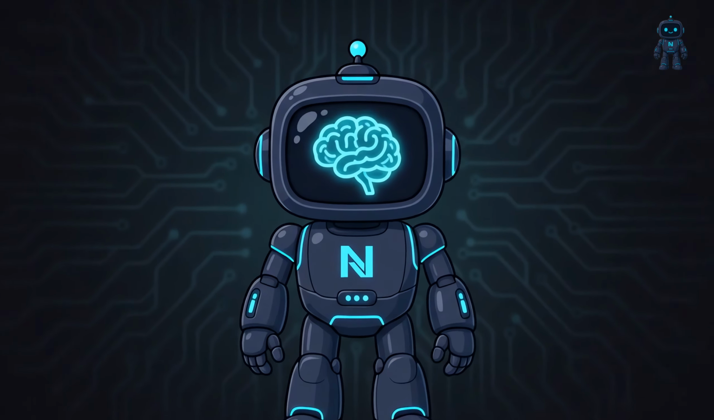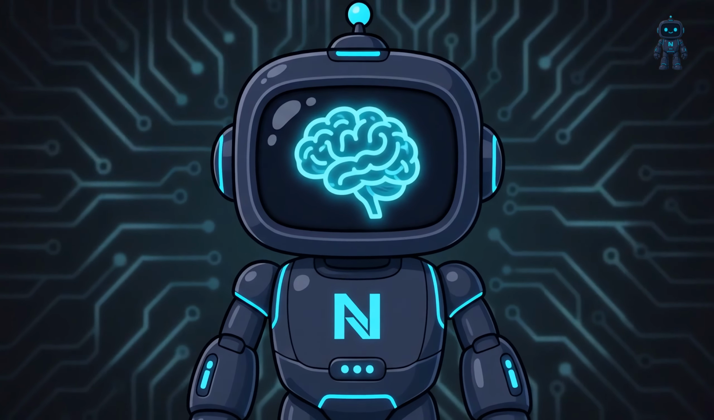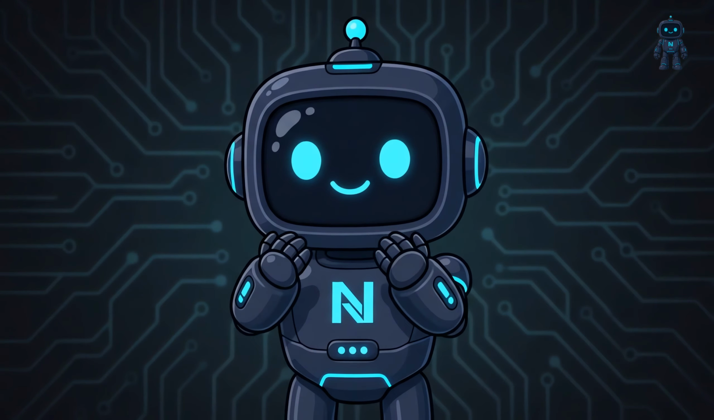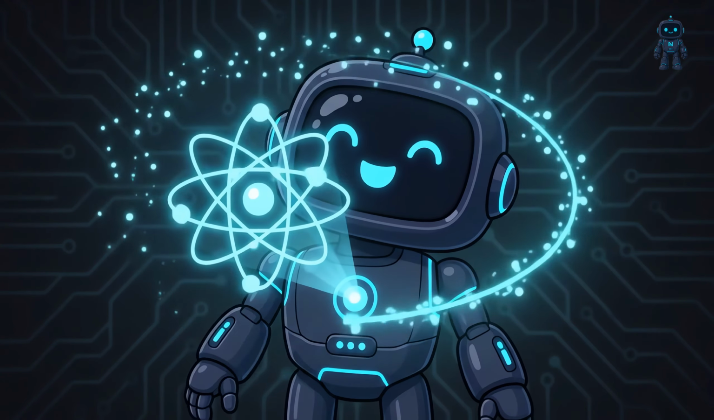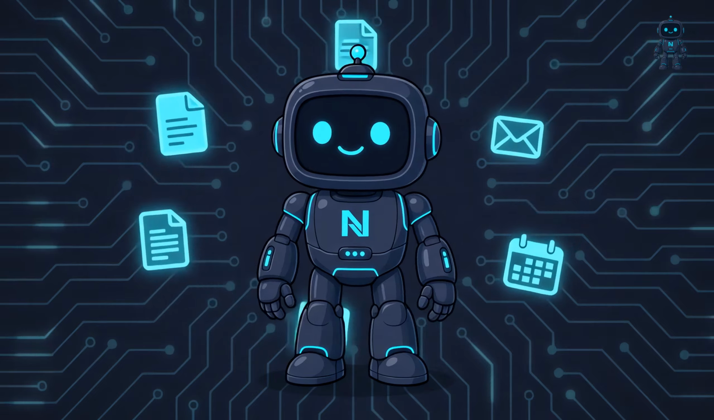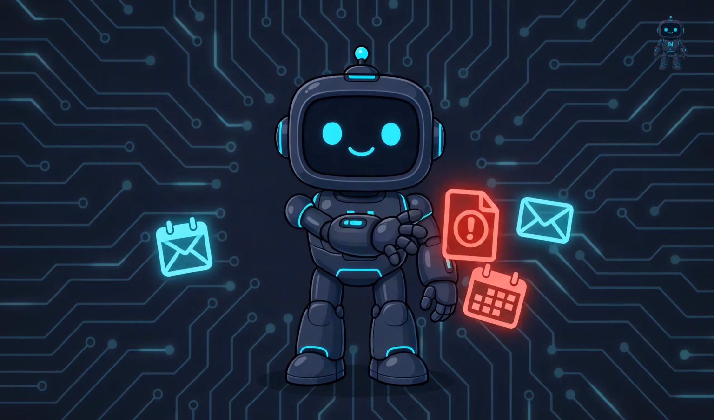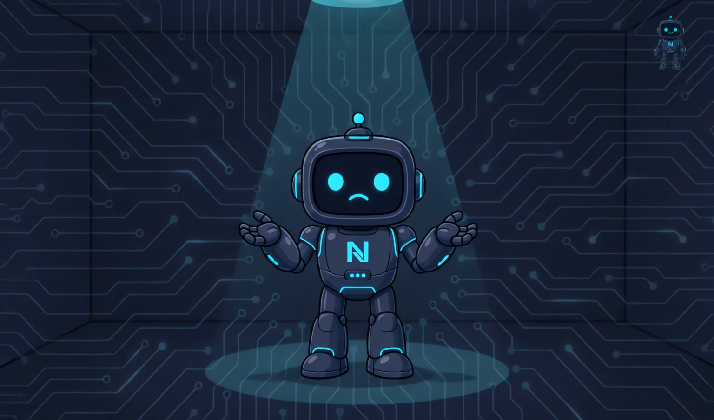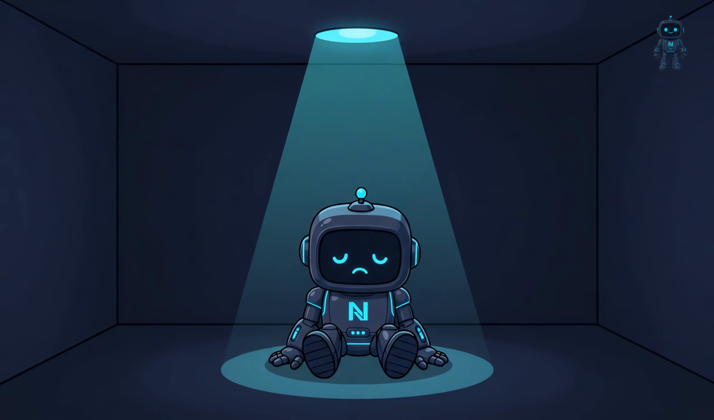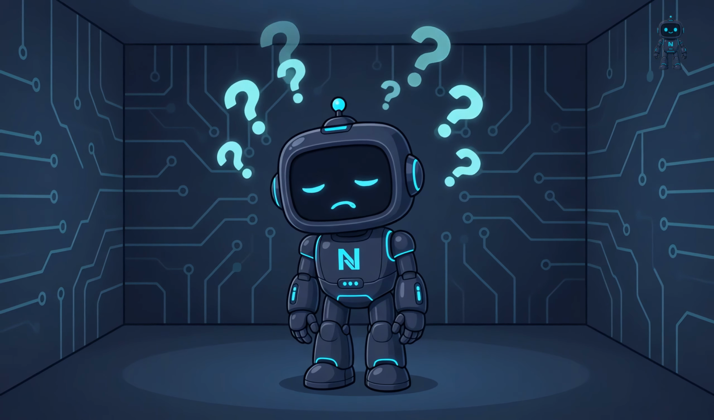We gave AI a genius brain, then forgot to give it hands. Ask a chatbot to explain quantum physics? Easy. Ask it to actually check your real calendar, read the file on your desktop, or send that email? It usually can't. It's like hiring the smartest person alive, locking them in an empty room with no phone and no door, then wondering why nothing got done.